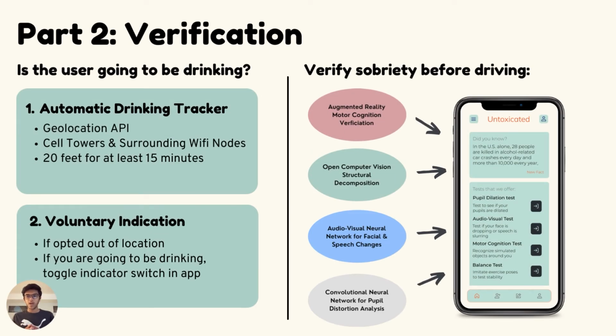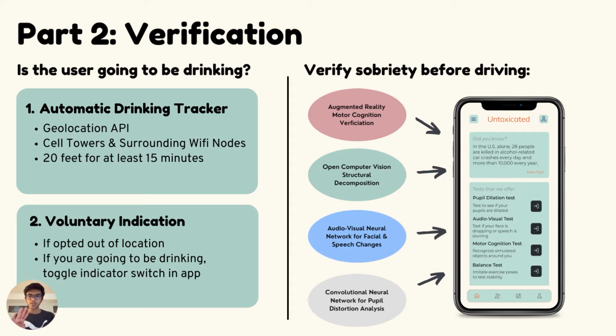To accomplish diagnosis, our app uses a geolocation application program interface in conjunction with data from cell towers and Wi-Fi nodes in proximity to the user to detect if the user is near a bar. If they are within 20 feet of a bar for more than 15 minutes, we assume they've been drinking and send a signal to lock the BCS. If a user opts out of location permissions, they can voluntarily indicate that they've been drinking, which will lead to the same locking of the BCS.